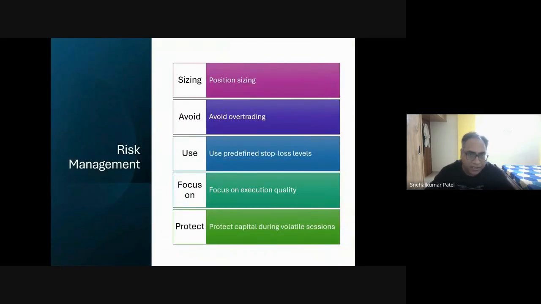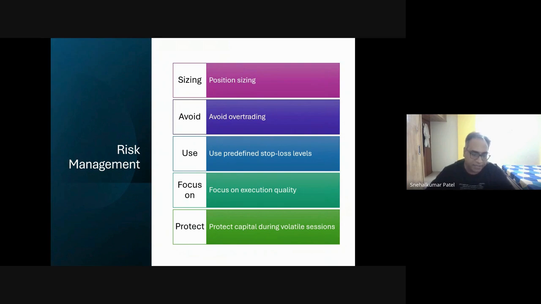How to manage the risk when we are doing options trading? So basically, one thing that we have to keep in mind is position sizing. Based on the risk that we want to take, we have to identify the ideal lot size or number of lots that we want to trade, and then manage that position.